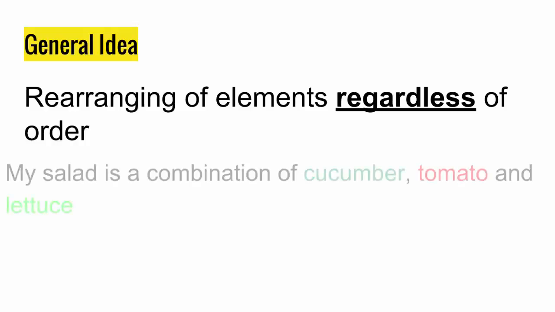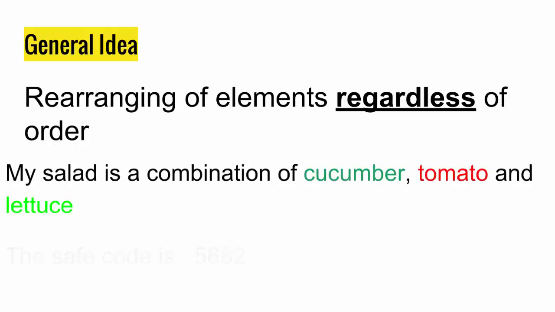However, in combinations, the order does not matter. So it's just rearranging of elements regardless of order. And to give you the previous example that I gave you about salads and safe codes, my salad is a combination of cucumber, tomato, and lettuce. No matter how we put these elements together, eventually we get a salad. But if the safe code is 5682, then it has to be 5682. It cannot be 5628 or 5286. It has to be in that order.